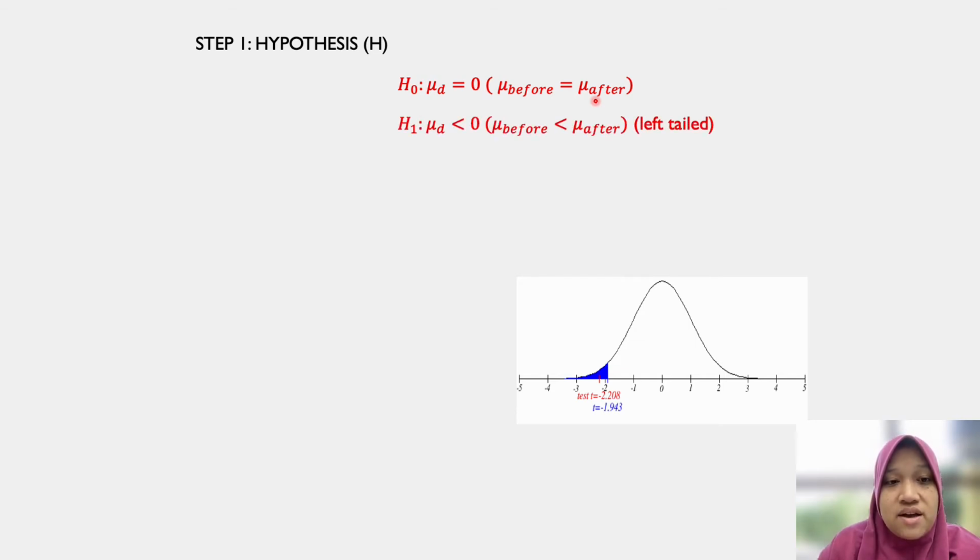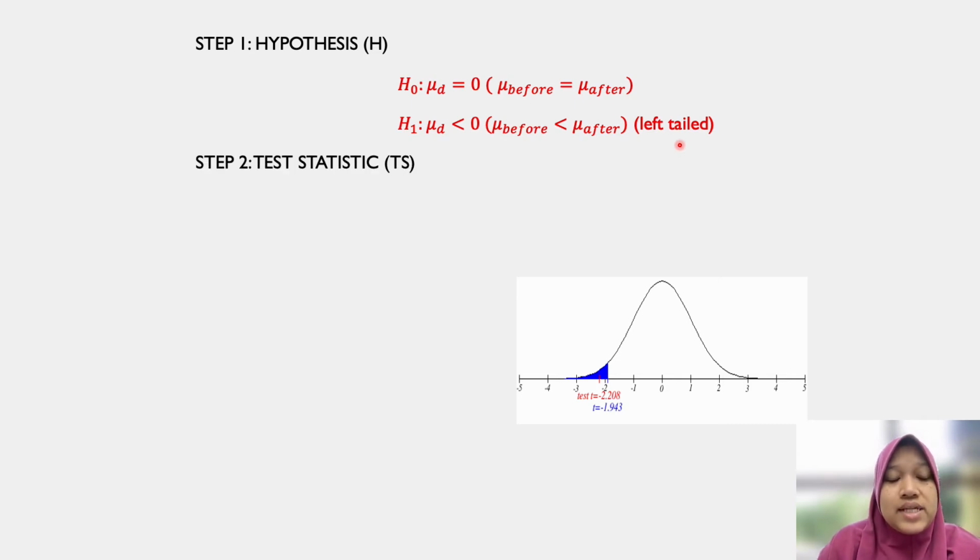And then the alternative hypothesis we write as mu d less than 0. Why do I write mu d less than 0? Because we want to test whether attending the workshop increases the test score, meaning that the score before was smaller than the score after. That's why we write mu d less than 0, meaning that we are focusing on a left tail test.